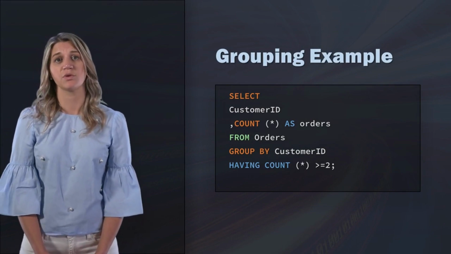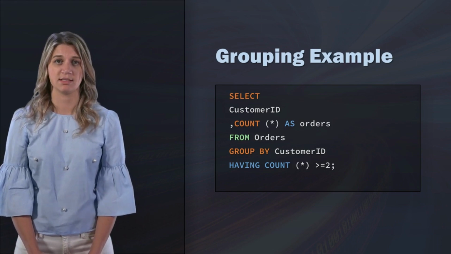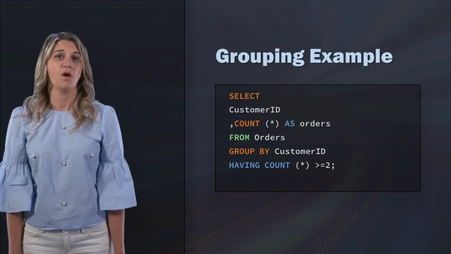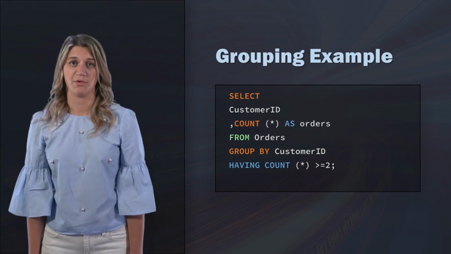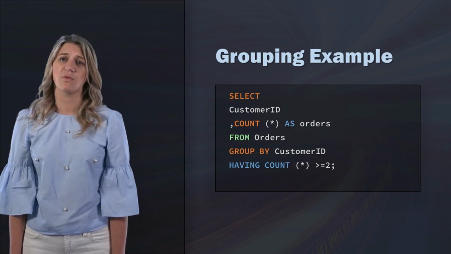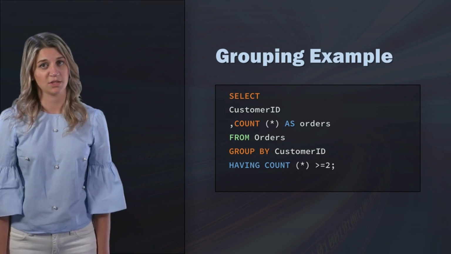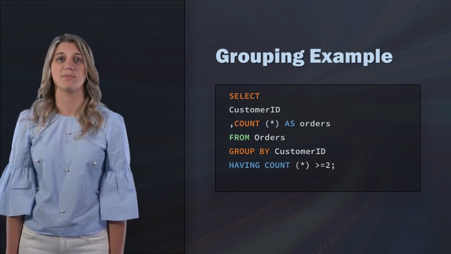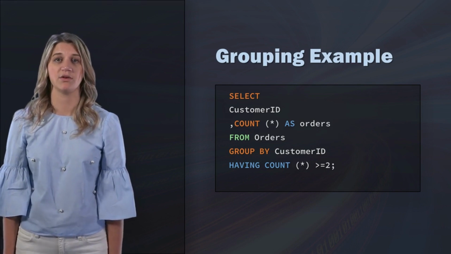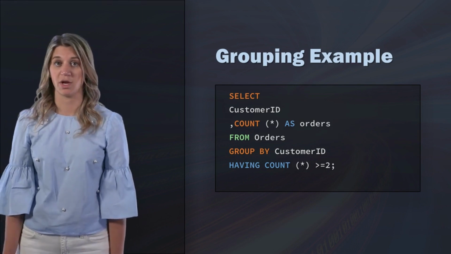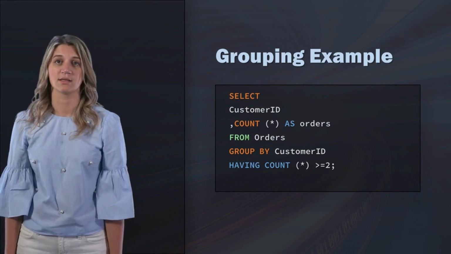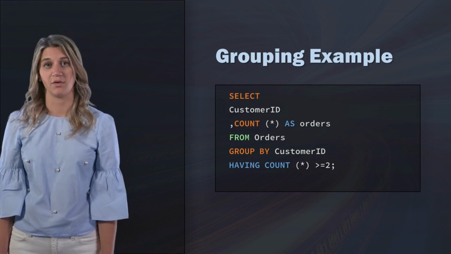So to do this, we're going to select our customer IDs. Then we're going to count all of the records as orders. We're going to get this from our orders table. And then since we want to look at this by each individual customer, we're going to group it by our customer ID. Then to be able to make sure we're only selecting those customers who had orders greater than or equal to 2, we'll place our having clause of having count greater than or equal to 2.